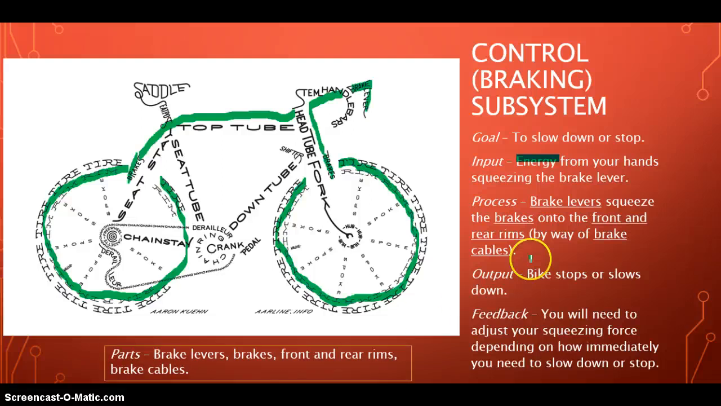So let's check our parts. Okay, so our parts, we've got the brake levers, we've got the brakes, front and rear rims, and the brake cables, and they match completely what we have in our process. So we always want to make sure that our parts match whatever is in our process. They always have to be involved.